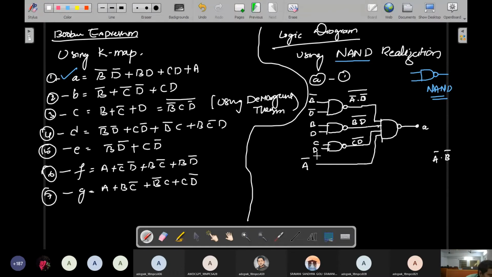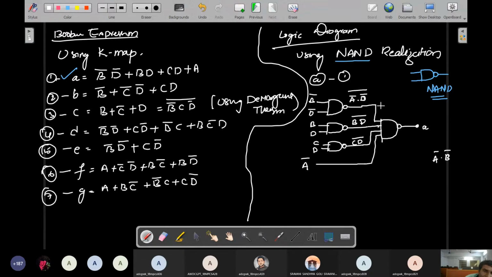So this is simply A bar, because if I am using A bar here, it will convert it into A here. A bar whole bar is A. So finally you will get output A. See, this is actually the AND gate. So this is the output.